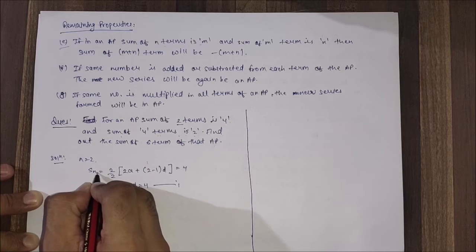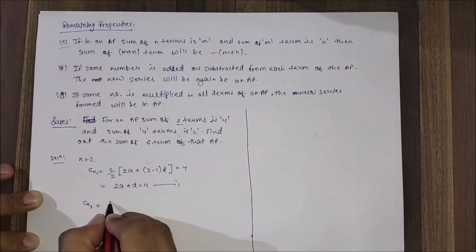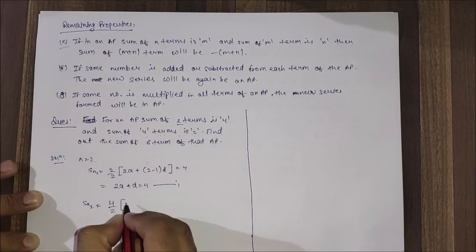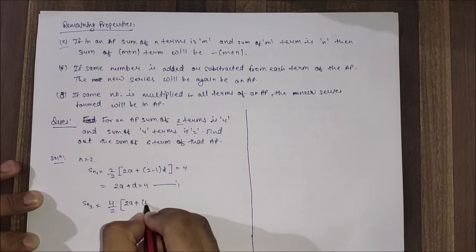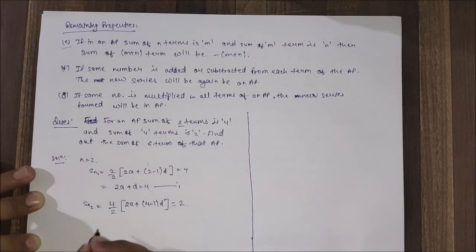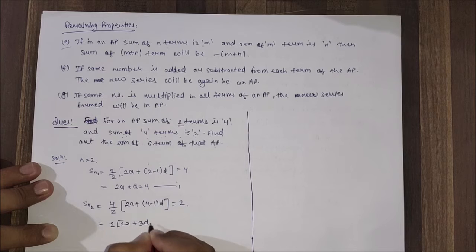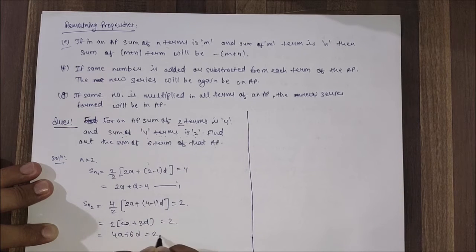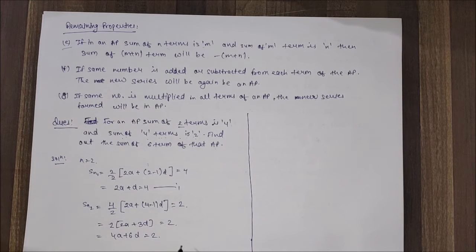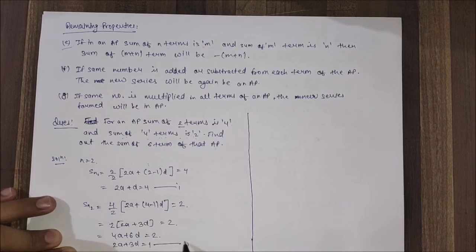And the sum of 4 terms is equal to 2. Let's assume the first is Sn1 and this is Sn2. Here the given is the sum of 4 terms is 2. So n is equal to 4, 4 by 2 times (2a plus (4 minus 1) d), which is 2. That is 4a plus 6d is equal to 2. Let's divide the whole equation by 2. We get 2a plus 3d equals 1. This is equation number 2.